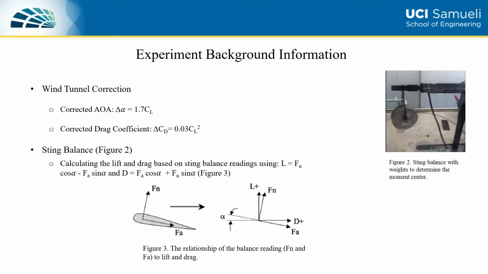And the sting balance gives us a reading normal to the wing and the axial force that is applied along the chord of the airfoil. To find the lift and the drag, you need to use the angle of attack and manipulate it in the same way that you can see here, so that you could find the actual lift and drag based off the readings you get from the sting balance.